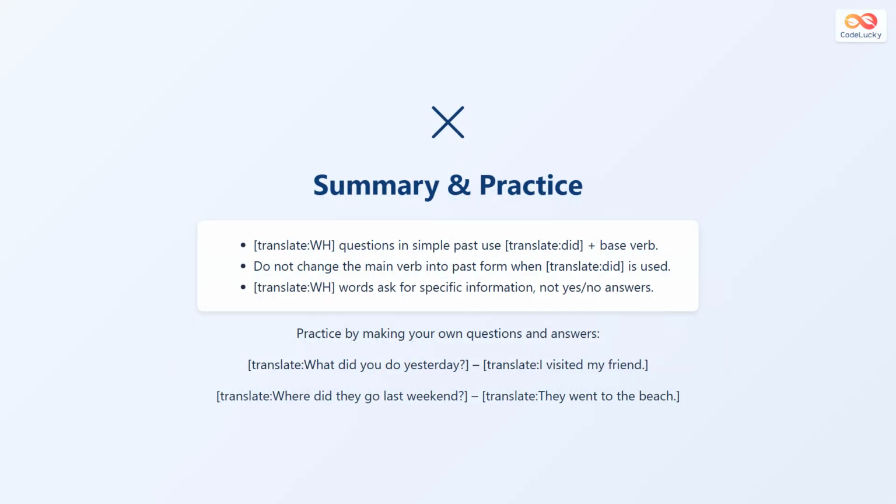Let's review what you have learned. WH questions in the simple past tense use did followed by the base form of the verb. Do not change the main verb to its past form when you use did. WH questions ask for details, not yes or no answers. Try making your own questions and answers. For example, what did you do yesterday? I visited my friend. Where did they go last weekend? They went to the beach.